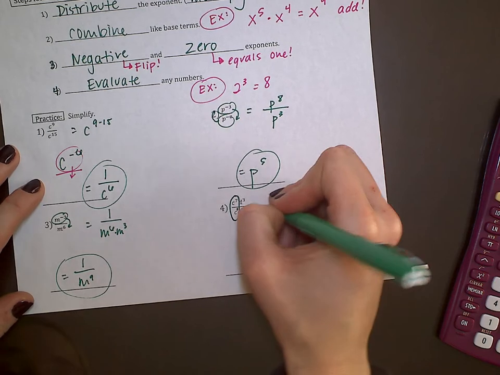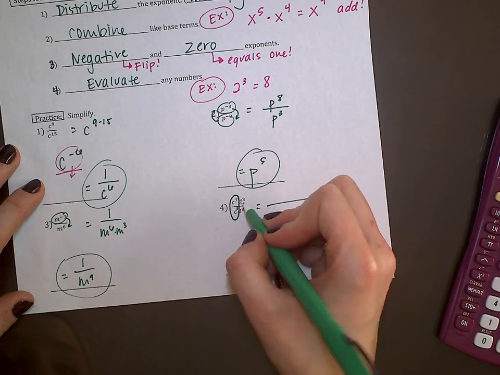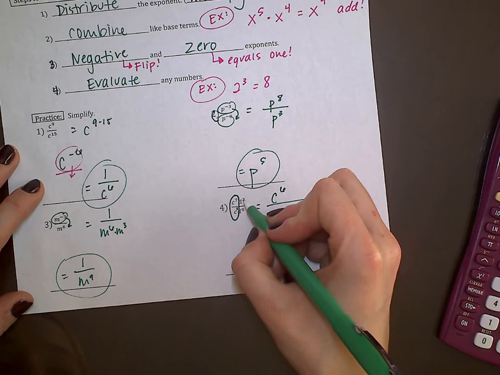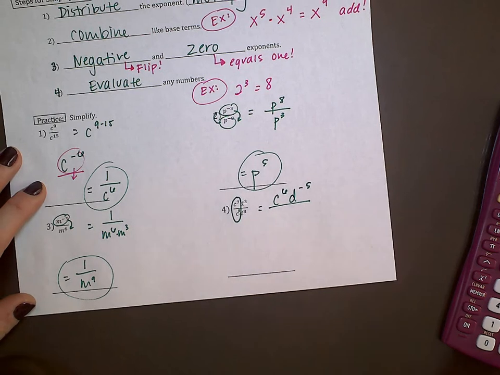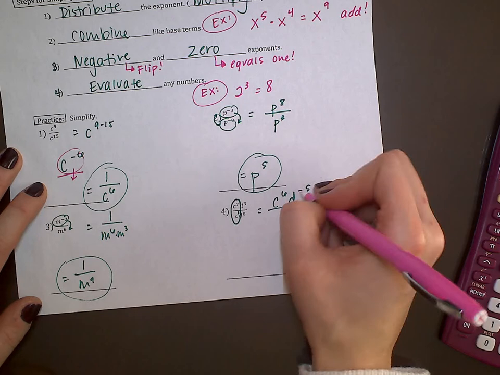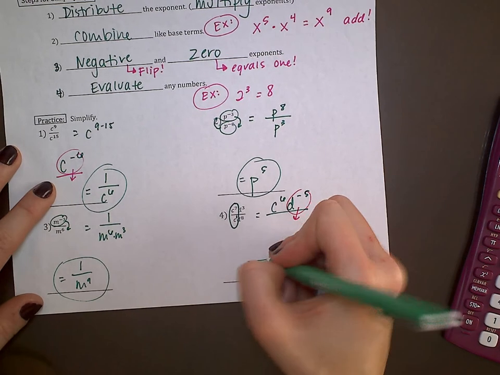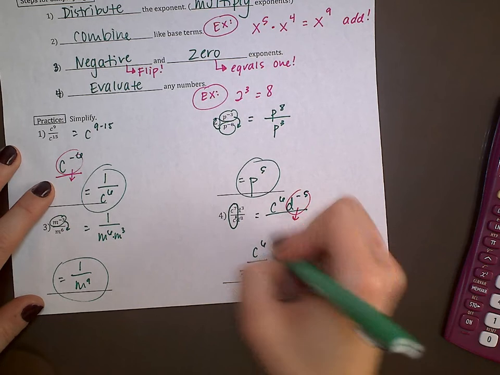When I do my subtraction, I write the final answer on top. So 7 minus 1 is C to the 6th. And then 3 minus 8 is D to the negative 5th. Always put it on top, even if it's negative. If it's negative, you just move it to the bottom to make it positive. So the best answer would be C to the 6th over D to the 5th.